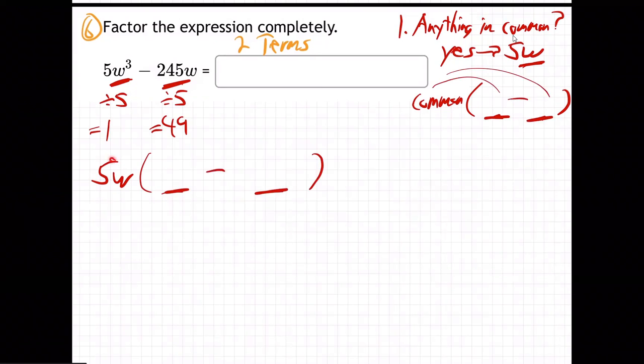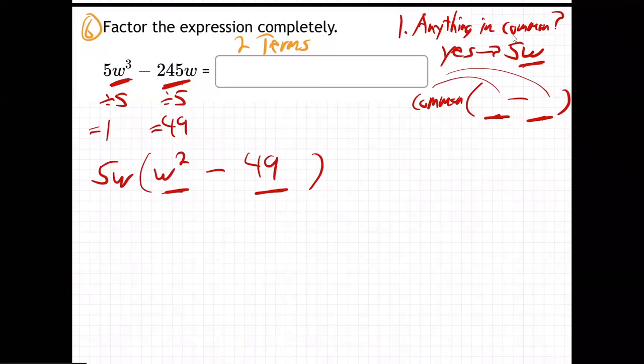And so we say, all right, 5W times what? We'll go back to 5W cubed. W squared, right? We go back. And 5W times what? We'll go back to this. Well, 49. That's what we found right there. 49. And we don't need W.